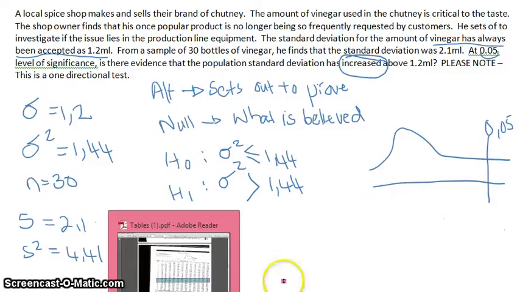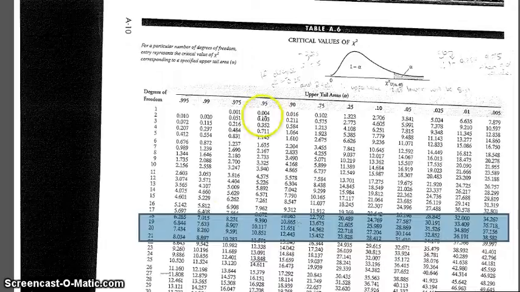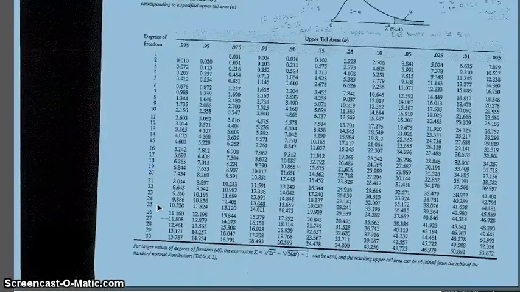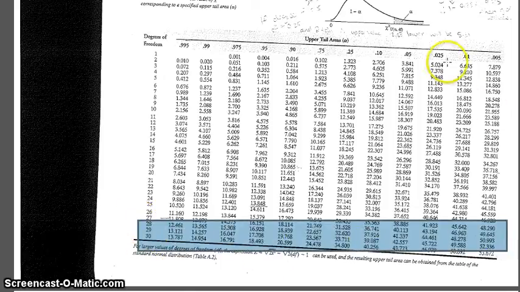Degrees of freedom. Okay, before I do that, let's just have a look at my degrees of freedom. I said n is equal to 30, which means my degrees of freedom, excuse my handwriting there, is 29. So then I open up my chi table, my distribution table, and I look at 29 at the relevant alpha. And the relevant alpha is 0.05. So my critical value is 42.557. So it is this value over here.